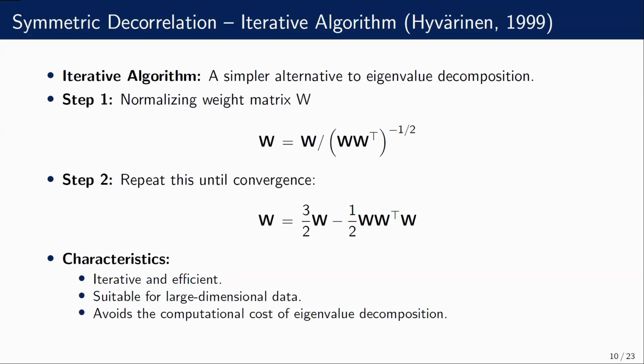There is another method that's even simpler than the previous one, especially for large datasets. Instead of calculating matrix roots, we just iteratively update the weights and normalize them until they converge. This was introduced by the person who created FastICA, and it's super efficient.